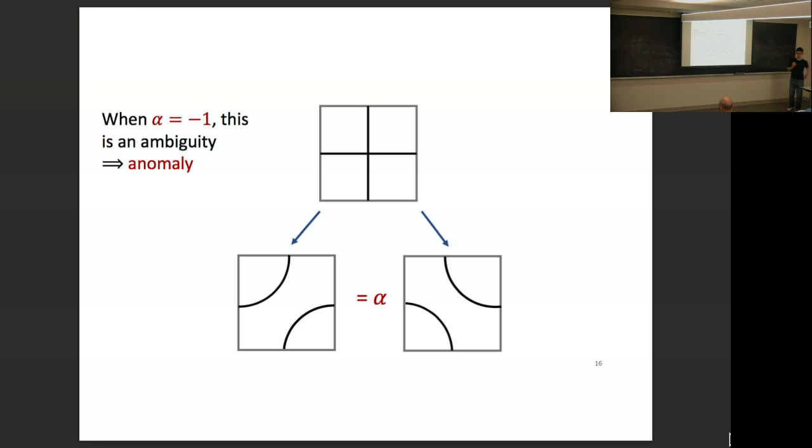And two different resolutions give you a different answer, and you do not have a consistent way to project to a subsector in the twisted sector, such that you can gauge. So that's one way to see the obstruction to gauging a Z2 symmetry when this alpha is minus one. Another easier way to see that is just that when you go from the left to the right, you are doing a local Z2 gauge transformation in this little patch, and in the presence of some Z2 background. If your partition function gets an anomalous phase under the gauge transformation in the presence of a background field, that's the hallmark of an anomaly.